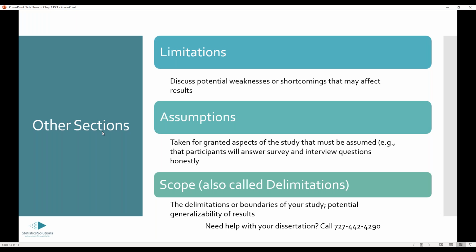Assumptions. These sections are a little tricky. They're not that difficult and they're not that long, but sometimes they want you to talk about the assumptions. If you don't know what study assumptions are, go to the literature, look up the definitions. But these are usually things that have to be assumed and taken for granted because you don't have control over them. So for example, a typical assumption in all studies is you have to assume that your participants are going to be honest with you. You don't have control over that.